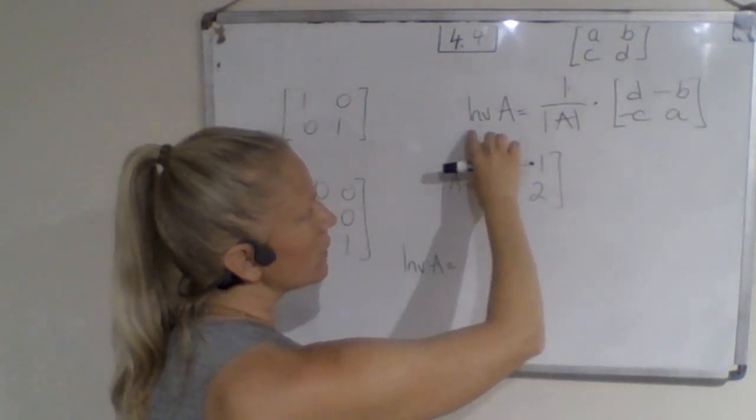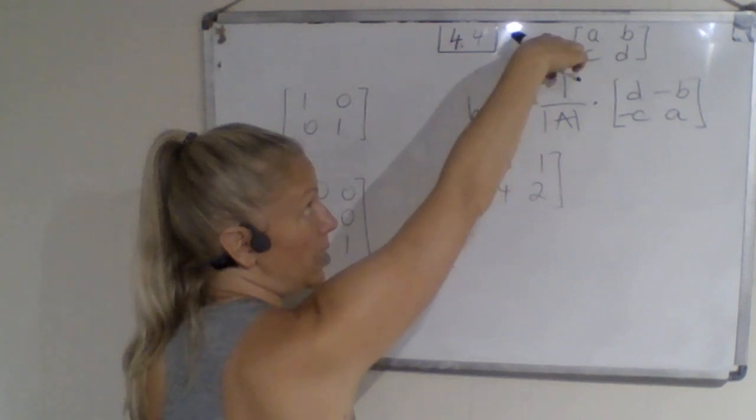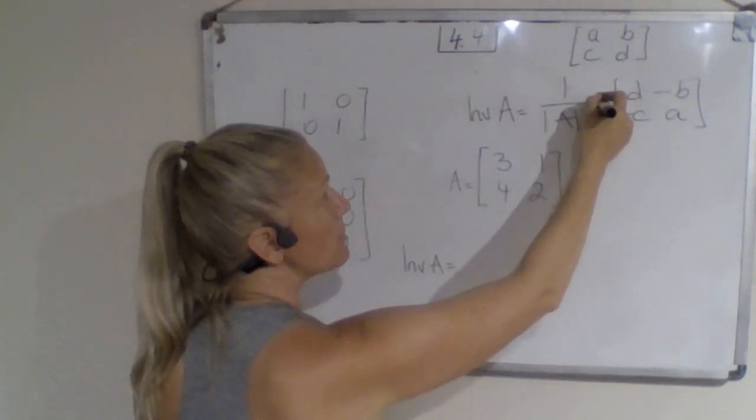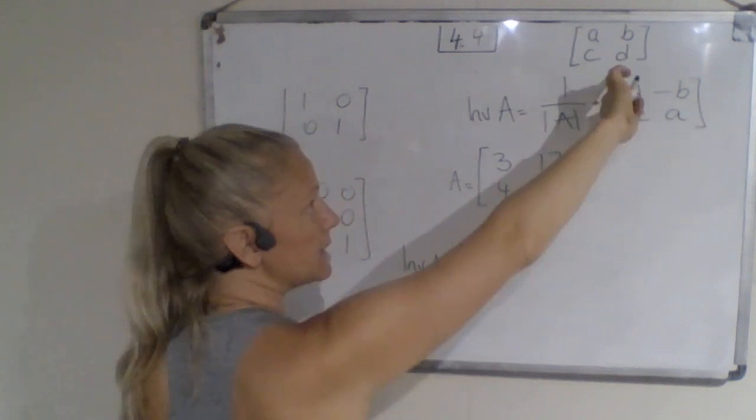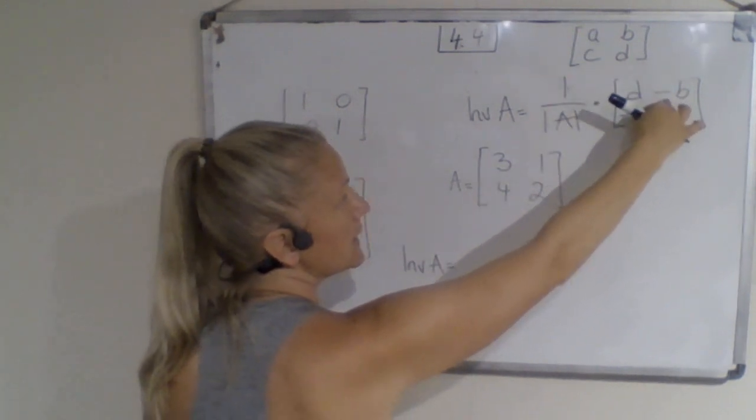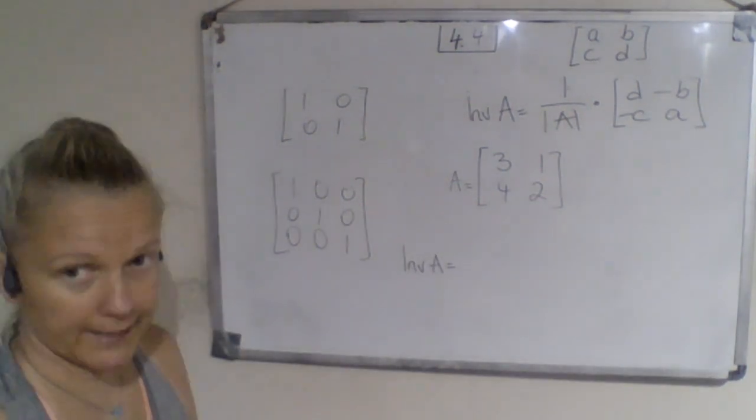And we said in order to find the inverse, you're going to go 1 over the determinant of your main matrix. Then you multiply this by D, A: your diagonal changes places. Your second diagonal stays the same but changes signs. How does this work? By hand first.